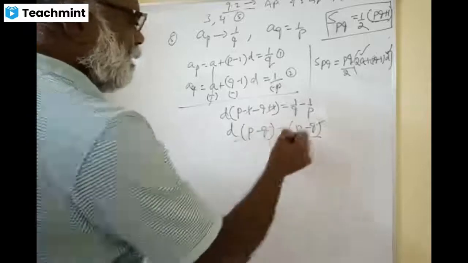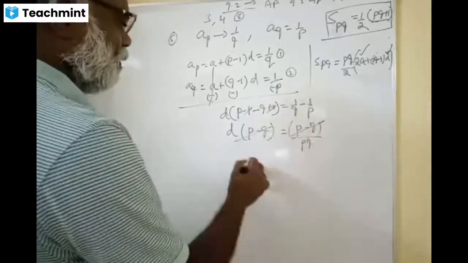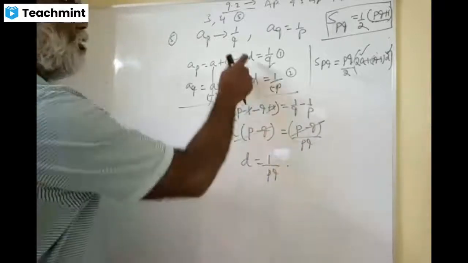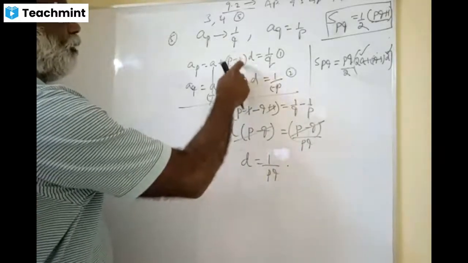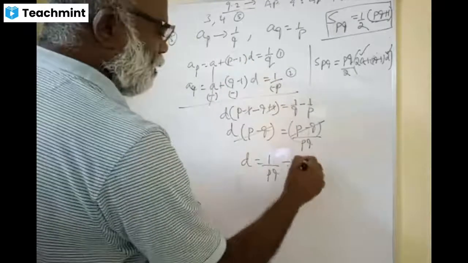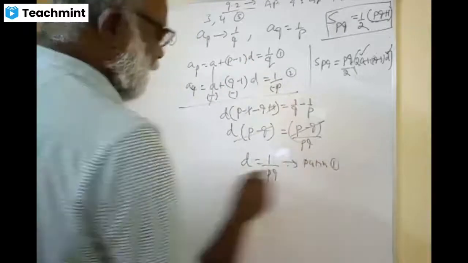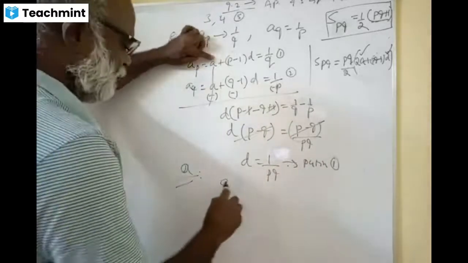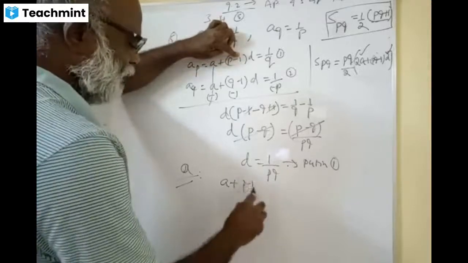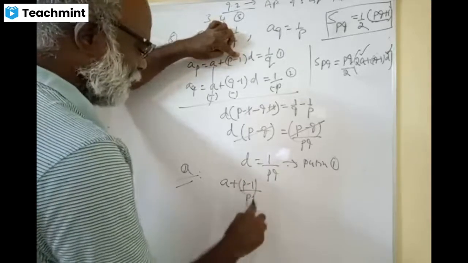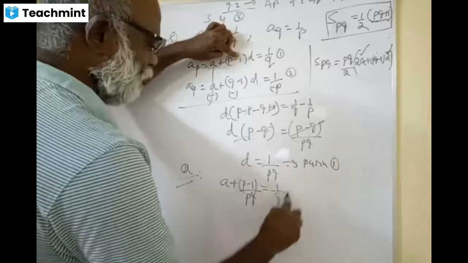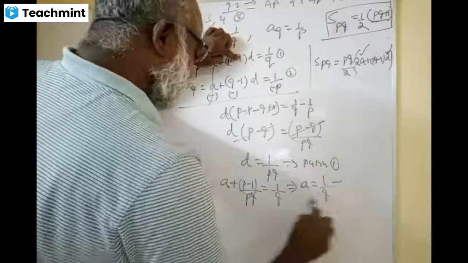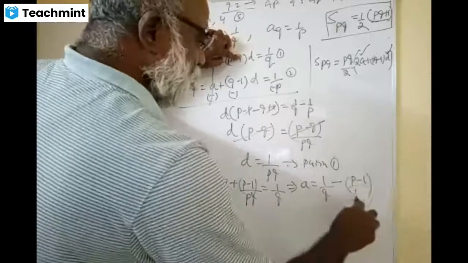Now you divide with P minus Q. So D equals 1 by PQ, okay? So the D value we put in first, put in equation 1, to find A. So A plus P minus 1 by PQ, that's D, equals 1 by Q, which implies A equals 1 by Q minus of P minus 1 by PQ, right?